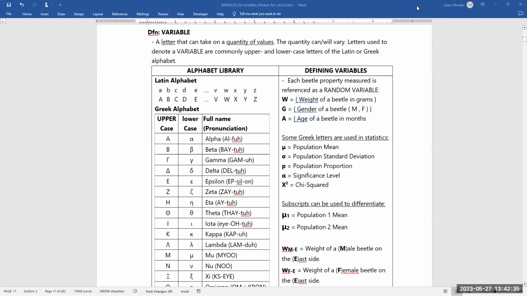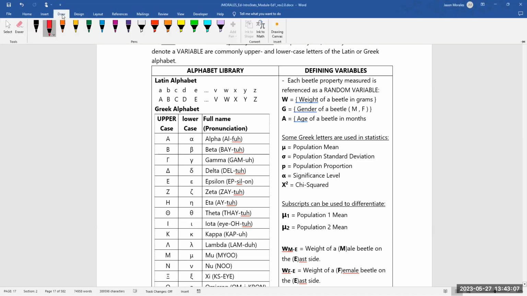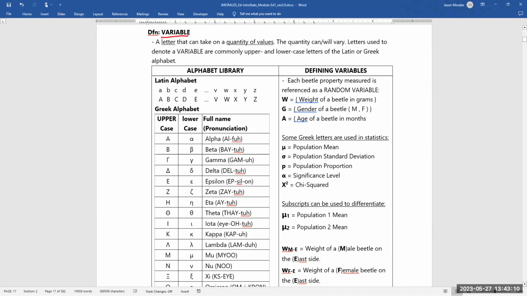In talking about populations and samples and descriptive statistics of populations and samples, we used some symbols, some letters to represent those descriptive statistics. So for example, we used the Greek letter mu to describe the mean of a population, and we used x bar to describe the mean of a sample. And so both mu and x bar are examples of what we call a variable. So a variable is a letter that can take on a quantity of values. The quantity can and will vary.